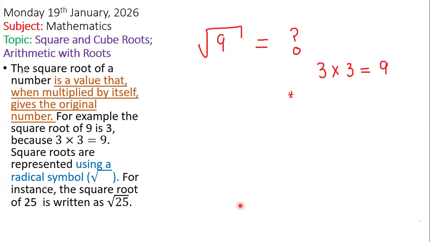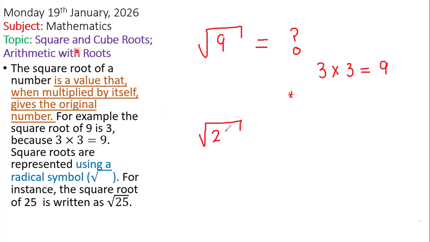So again, the idea with the square root is that you need to think of a number that you could multiply by itself to give you the number that is inside the radical. And this symbol right here is the square root sign. We call that the radical symbol. Y'all can remember what we call this symbol? The radical symbol.